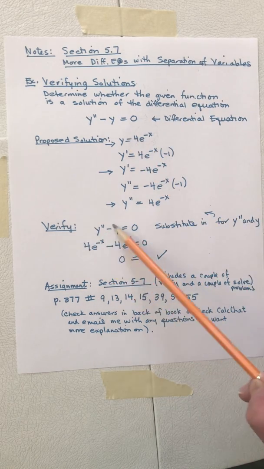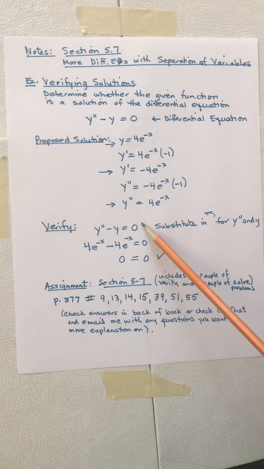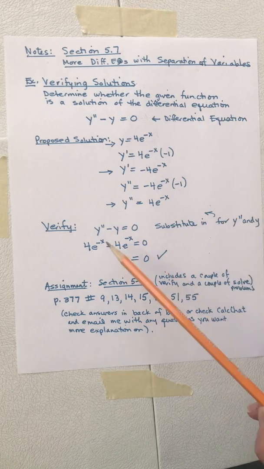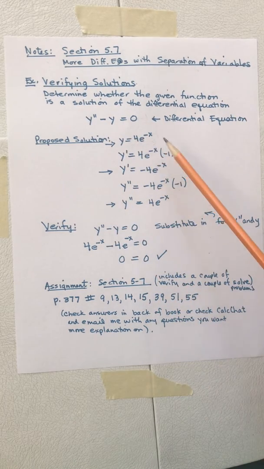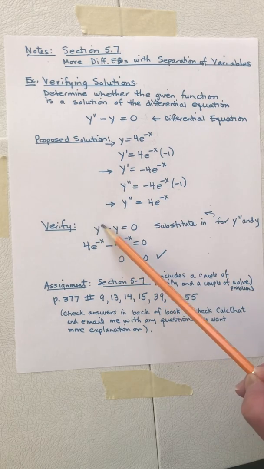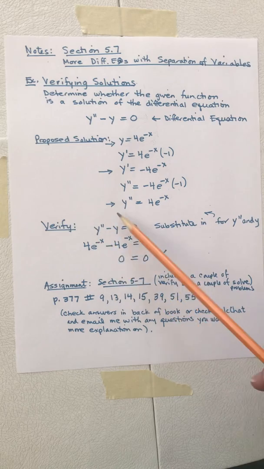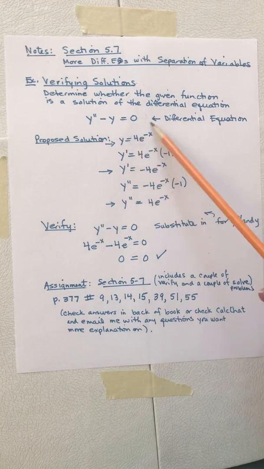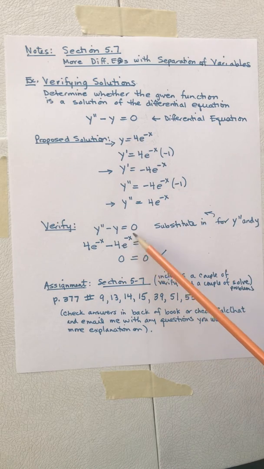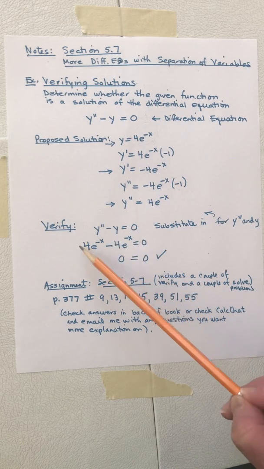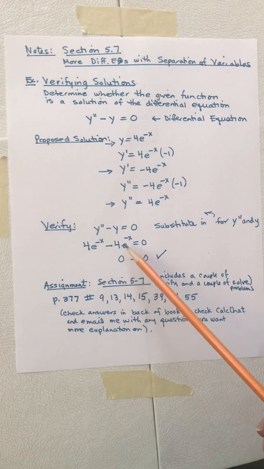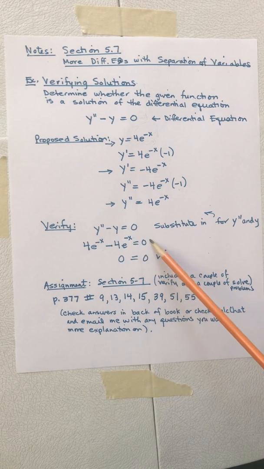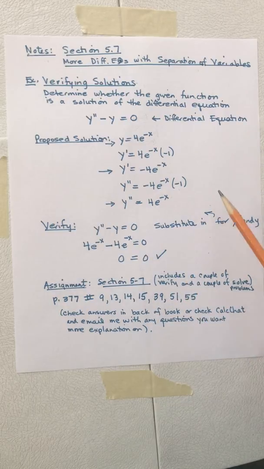So we verify. I just recopied that original differential equation, and the proposed solution and its derivatives. So y double prime is 4e to the negative x. That goes in for y double prime. Minus y. Y is the statement of the original problem, 4e to the negative x. Then I work it out. 4e to the negative x minus 4e to the negative x. Does that equal 0? Yes. 0 equals 0. Voila. It's true.